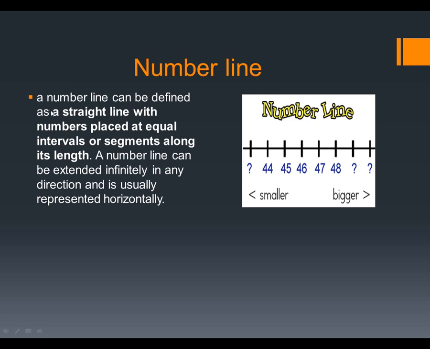A number line can be defined as a straight line with the numbers placed at equal intervals or segments along its length. A number line can be extended indefinitely or infinitely. Finite means it has some limits, and infinite means it has no limit in any direction, and it is usually represented horizontally. Horizontally means in this shape.